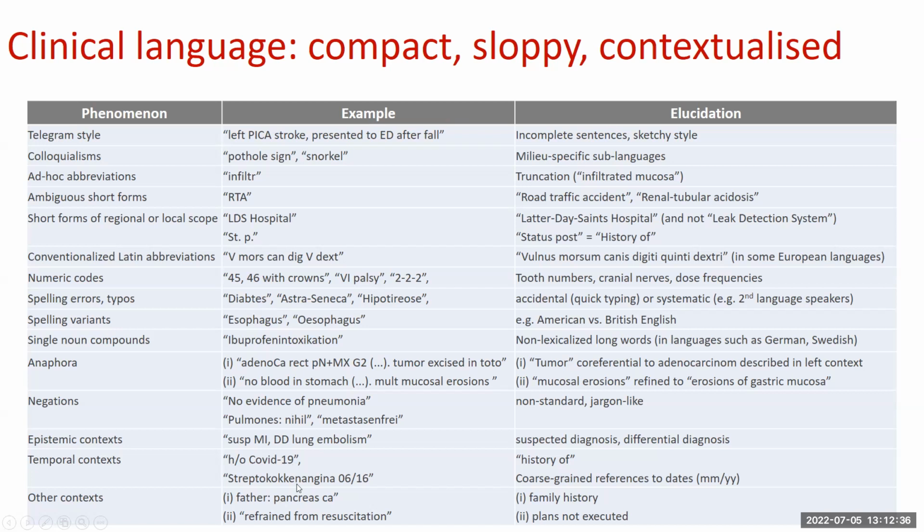Then temporal contexts, history of or a certain time stamp, and other contexts like family history or plans not executed. So this is really very typical for clinical language. And I think now you understand why, let's say, training language models with other medical texts, such as publications, in many cases is not very helpful to understand this kind of language by machine.